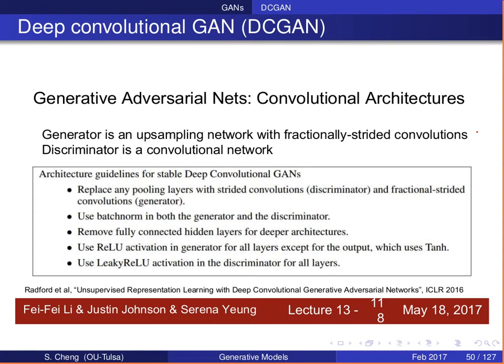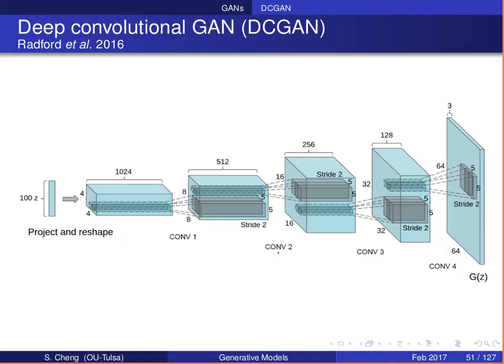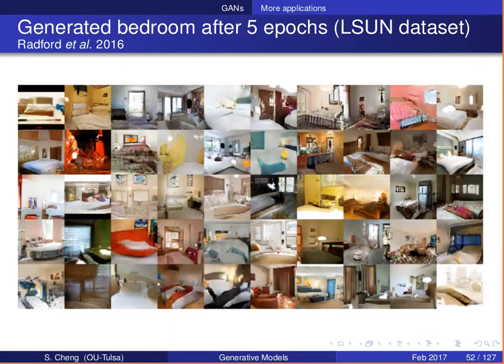and it uses batch norm and uses ReLU, stuff like that. You can get into detail if you're interested. But the results are very interesting. They tested it on the so-called LSUN dataset. It's a dataset with bedrooms, and I guess it's indoor scenes.